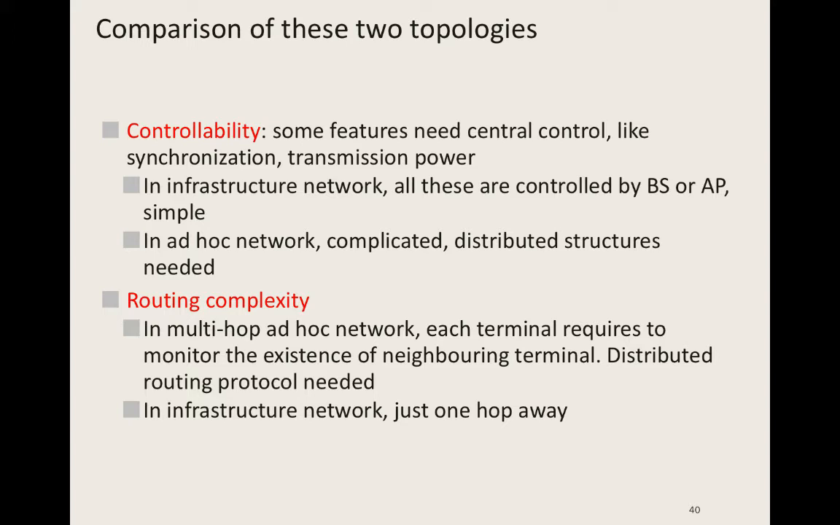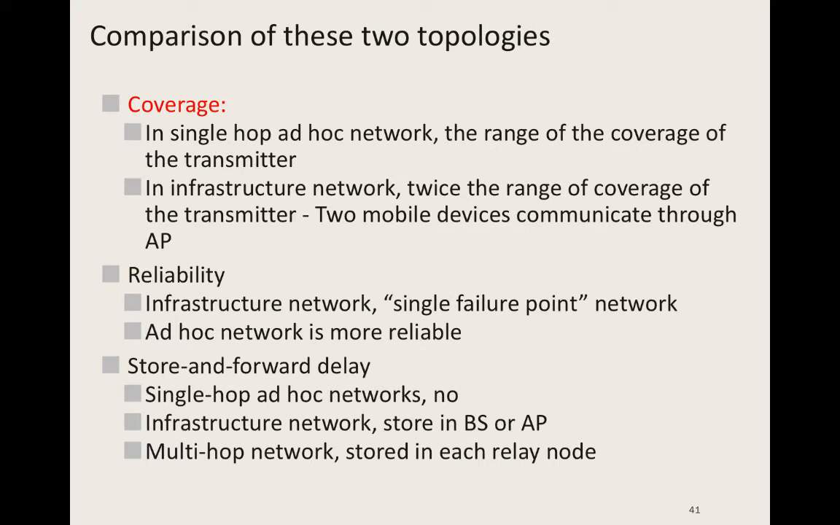In an infrastructure network, it's just one hop away, basically because all the devices are connected to the hub. And that hub can be a router or access point or base station, and it does all the routing. In terms of coverage, in a single hop ad hoc network, the range of coverage is basically the transmission range of the device. But in an infrastructure network, it is twice the coverage range of the transmitter. So two mobile devices communicate through access points normally. That's why they all go to the hub, so we can cover more area.